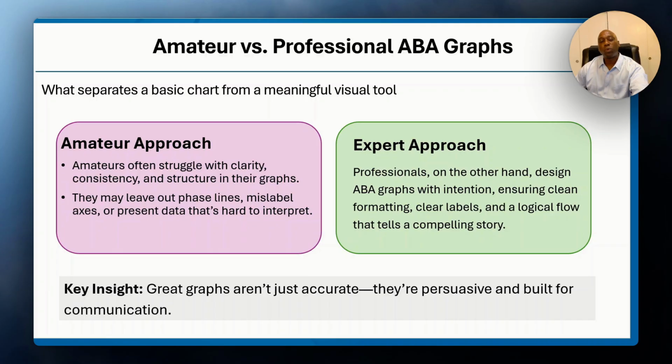Now, let us go over what we see when amateurs create an ABA chart and when professionals, people that are experienced, actually create that same type of ABA chart. And this isn't really about judging skills, it's really about impact. Amateur graphs often lack the structure and clarity needed to drive confident decisions. Maybe the axes are inconsistent. Maybe it's missing baseline markers. As I mentioned earlier, these little things do add up, they matter.